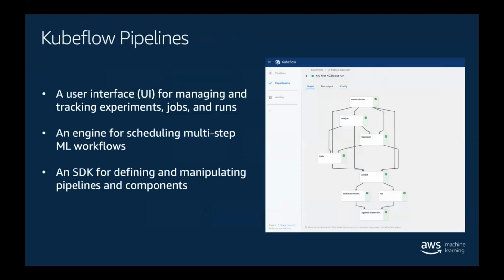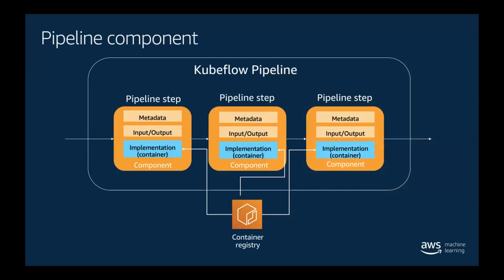And Kubeflow Pipelines gives you a very nice user interface for managing and tracking experiments, the jobs and runs, and pretty much organized in a DAG, a directed acyclic graph, as you can see here on the screenshot. So every step is executed and each component is basically executed as its own container, or in Kubernetes language, pod. And it gives you also an SDK which you can use to basically build those. So what does a Kubeflow pipeline look like?